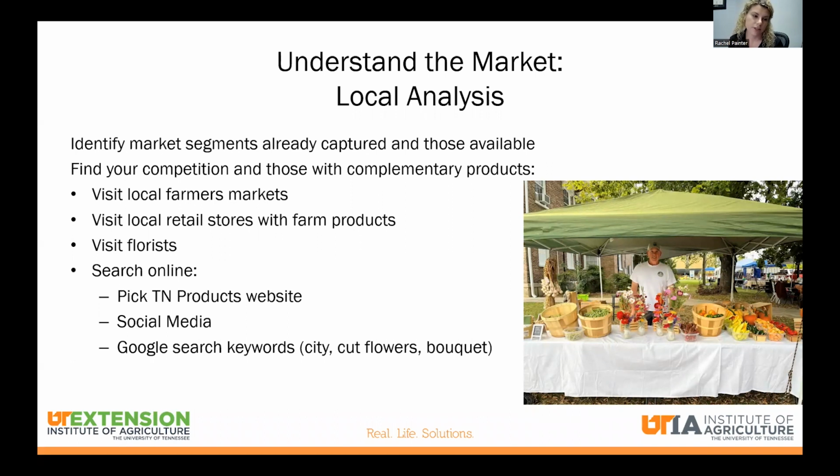You can also search online for your competition and understanding what is already happening in the cut flower market in your area. So, of course, you can visit the Pick Tennessee Products website that is managed by the Tennessee Department of Agriculture. You can simply search on social media for other cut flower producers in your area. And then, of course, good old Google. So you can search for your city. You can simply type in cut flowers. You can type in other products that maybe would come up in a Google search for cut flowers in your area. So try to think just like your customer would. What keywords are they searching for on Google if they're interested in cut flowers? Type those in and see what comes up.